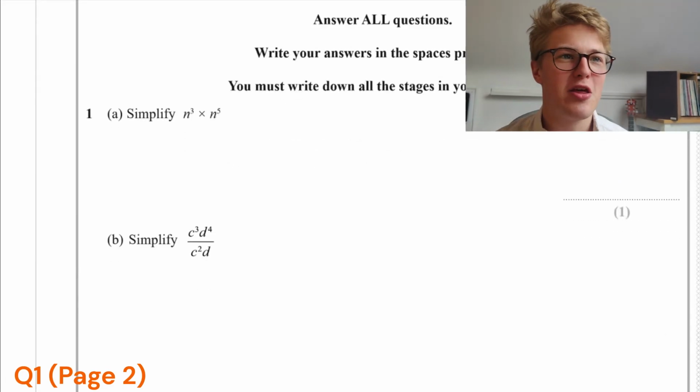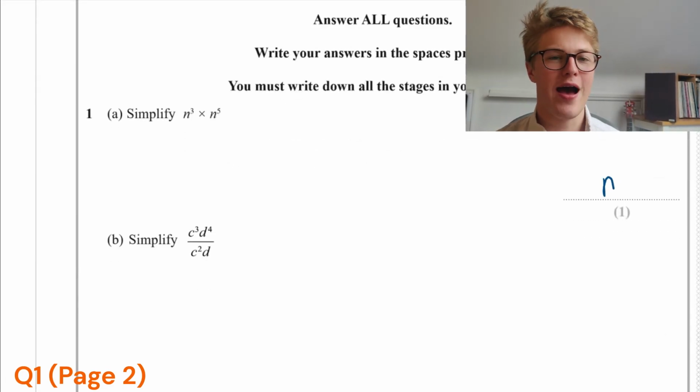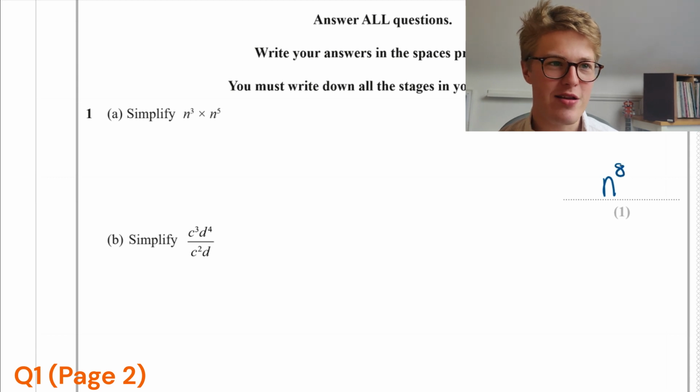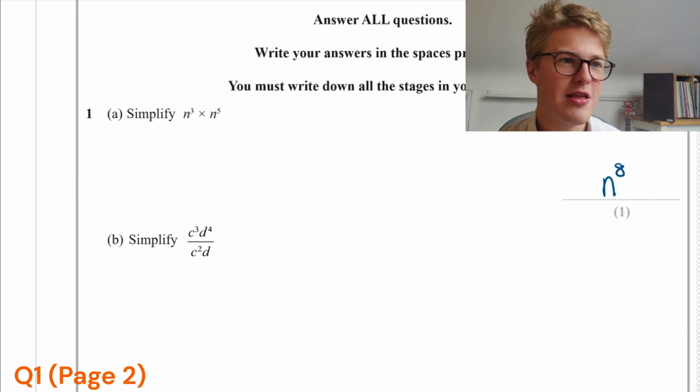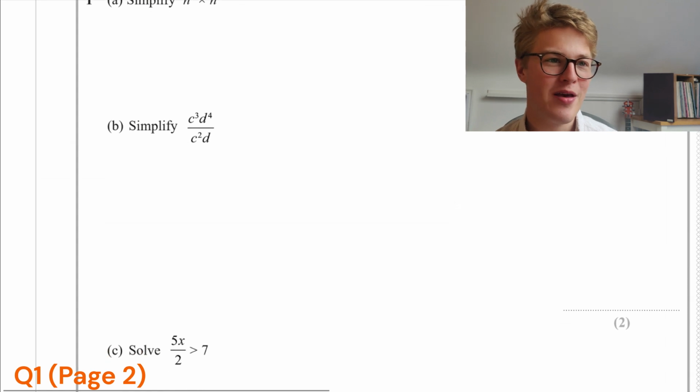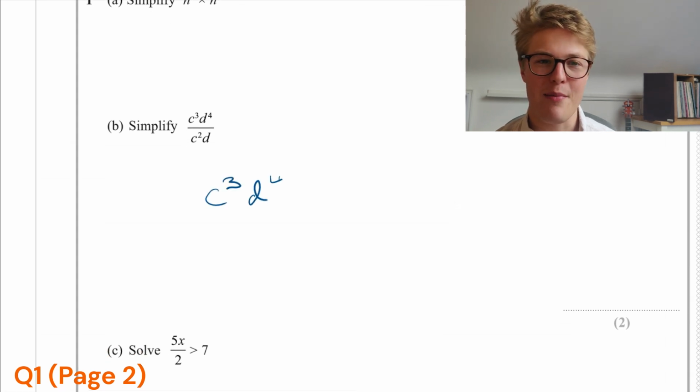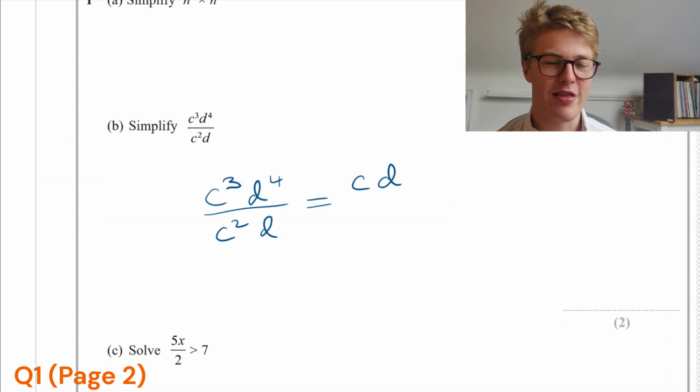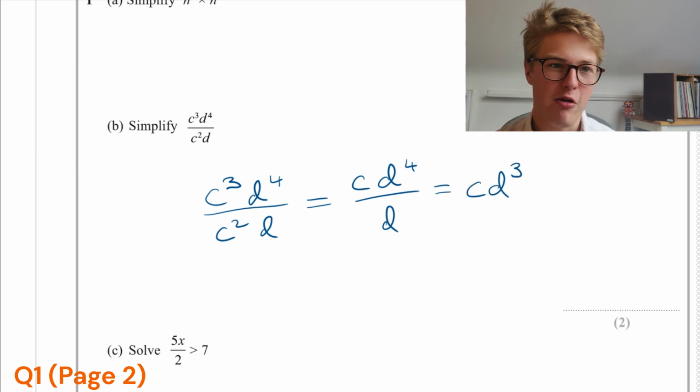Okay, simplify n cubed times n to the power of 5. So here we just add our powers together and we end up with n to the power of 8. Simplify c cubed times d to the power of 4 over c squared times d. So c cubed over c squared is the same as c, and d to the power of 4 over d is the same as d cubed, so we end up with c d cubed as our answer.